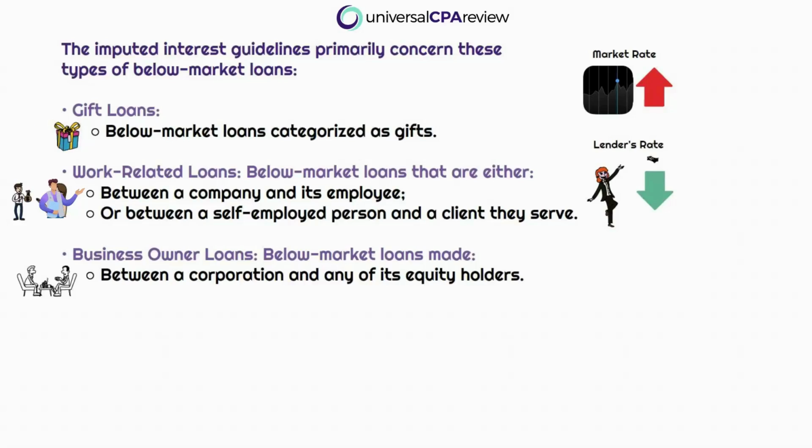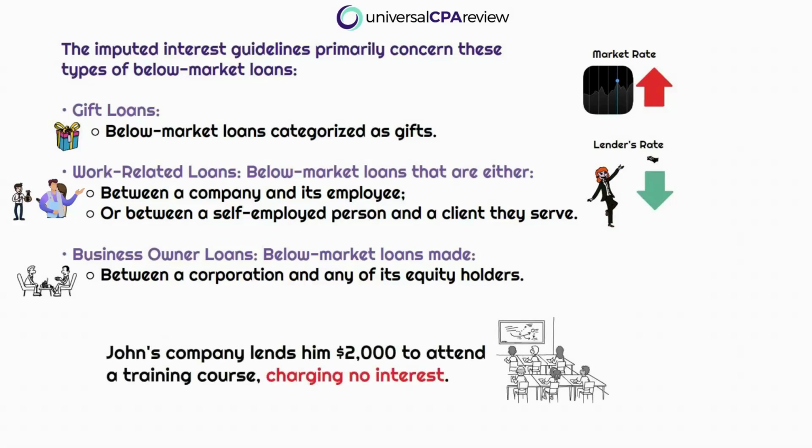And this is often between an employer and an employee, or between a contractor and their client. So John's company lends him $2,000 to attend a training course, charging no interest. He agrees to pay it back over the next 6 months through paycheck deductions. So this is a work-related loan because it's provided by the employer for a job-related purpose and lacks the usual interest.